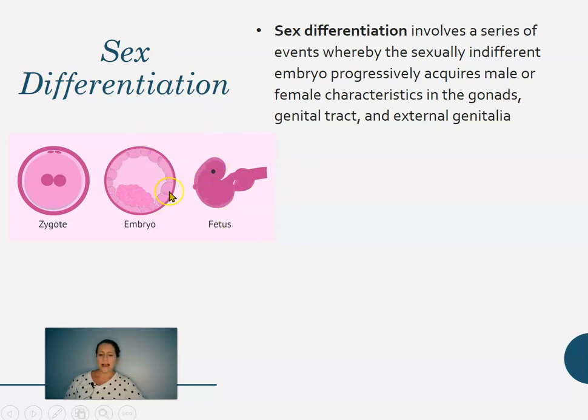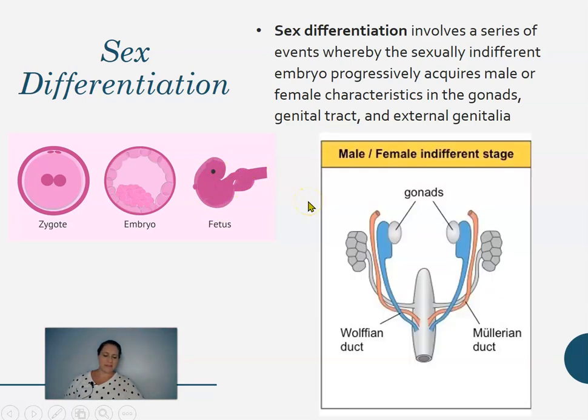But very early on, the differentiation is exactly the same, whether you're a male or a female. Very early on in development, we see essentially fetuses that would be the same if it's going to be a male or a female. And so this process that we're focused on, sex differentiation, is going to involve a whole series of events where this non-sexed fetus develops either into a male or female.